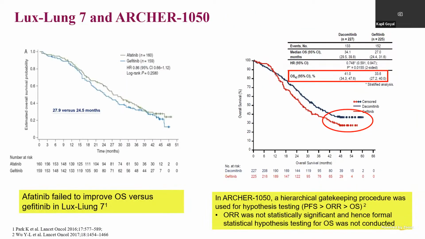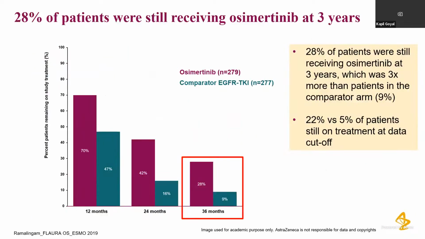If we look at the Kaplan-Meier OS curves of the Lux-Lung 7 trial and ARCHER 1050 trial, we see that the OS benefit could not be demonstrated with afatinib compared to gefitinib, while with dacomitinib, although the curves seem to be separated, because of the trial design, hierarchical testing was done. If the ORR was not significantly improved with dacomitinib, hence the overall survival was not formally statistically tested. In the FLAURA trial, we see that at the end of 3 years, 28% of patients were receiving osimertinib, which was great because in comparison, only 9% of the patients were receiving the treatment in the comparator arm.